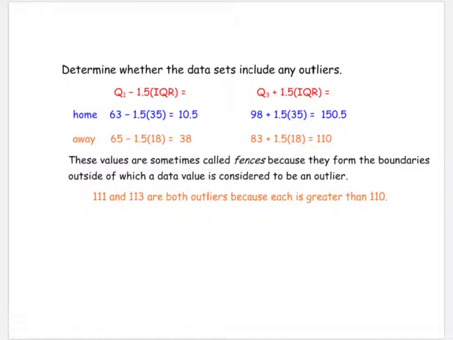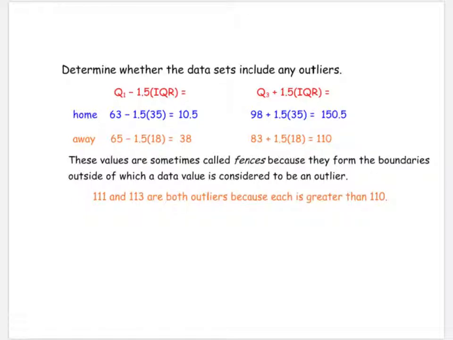So to check for outliers, let's take a look at the home data. The IQR would be 35, so we'd want to take 35 and multiply it by 1.5. And for the away, the IQR is 18, so we again multiply that by 1.5. We have to add those values to quartile 3 and subtract those values from quartile 1.